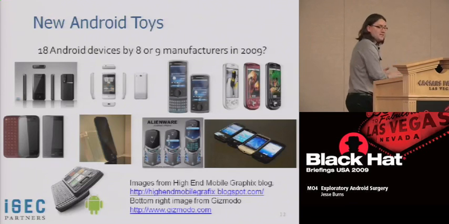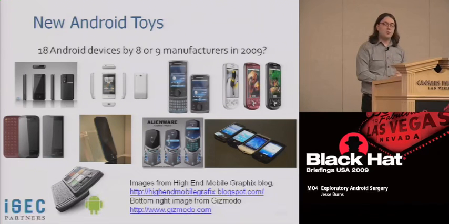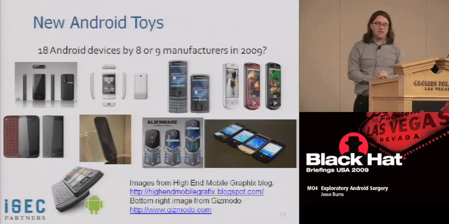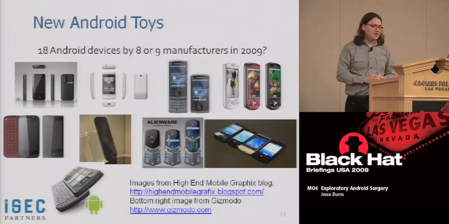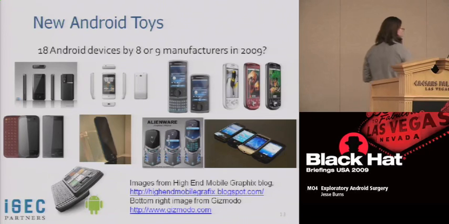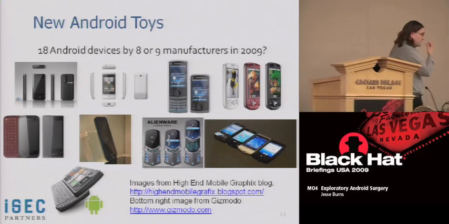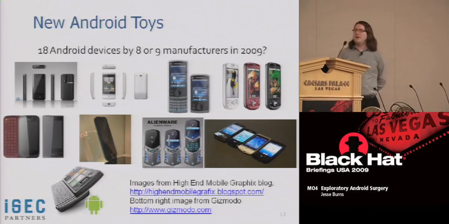New Android toys. So some random images here of purported Android devices. Many blogs like these two have fun speculative pictures. There's a Google source that's been widely cited saying that we're going to have 18 new devices by the end of 2009, which would be awesome.